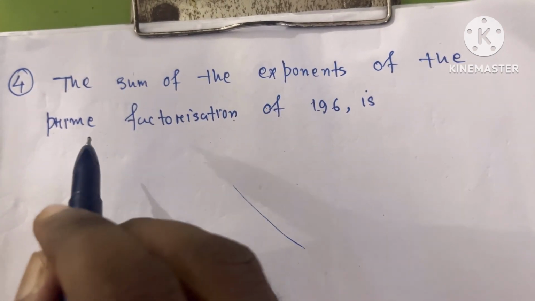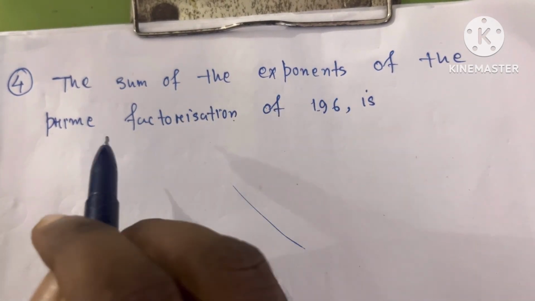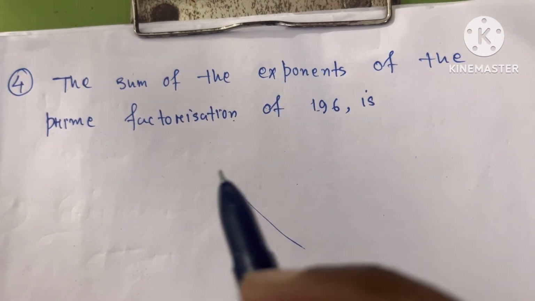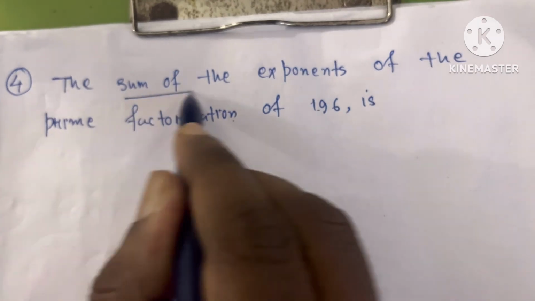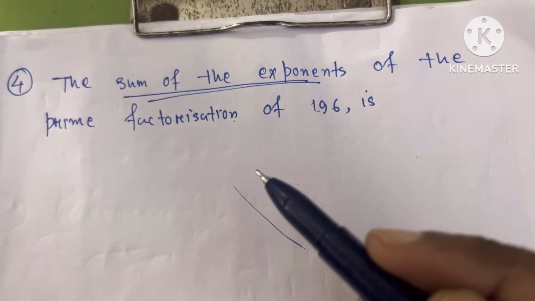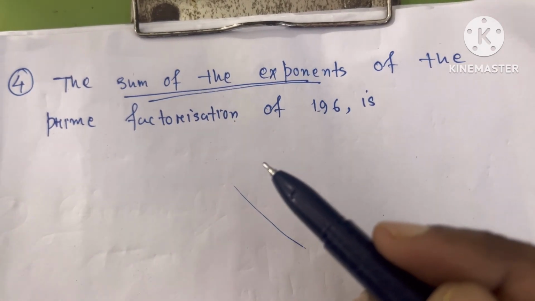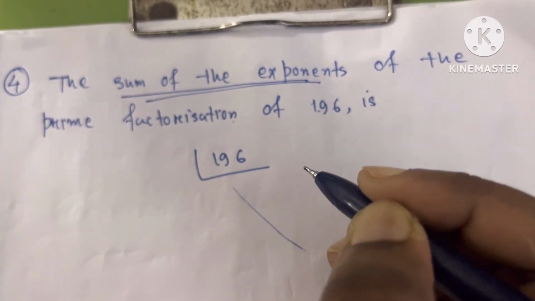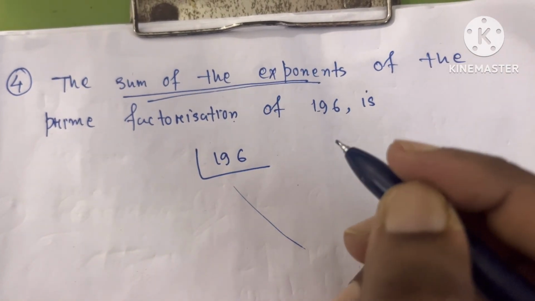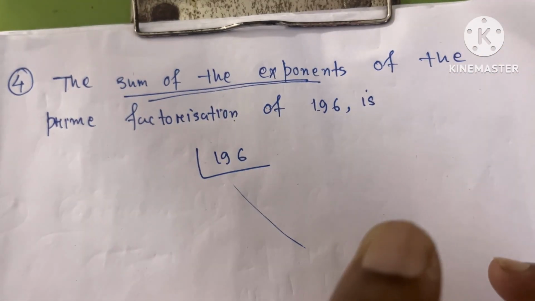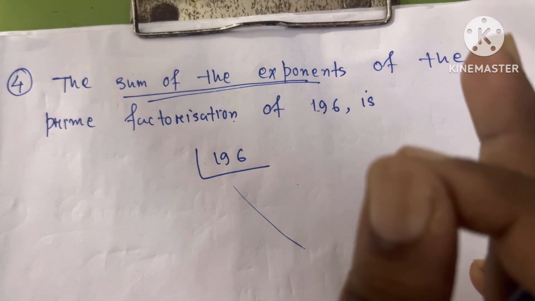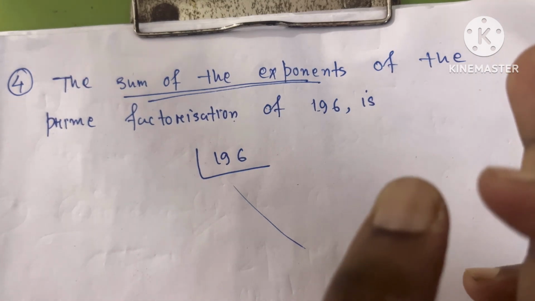So question number 4. The sum of the exponents of the prime factorization of 196 is. You need to find the sum of the exponents of the prime factorization of 196. So first we'll factorize this. Then we can easily write the product of prime factors, and after that we can easily add their exponents.